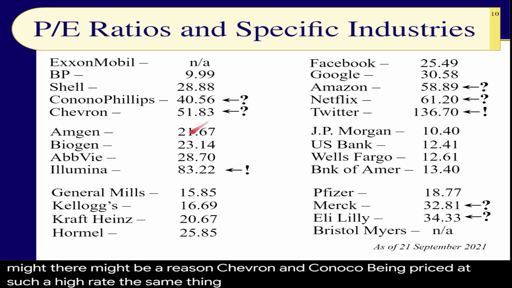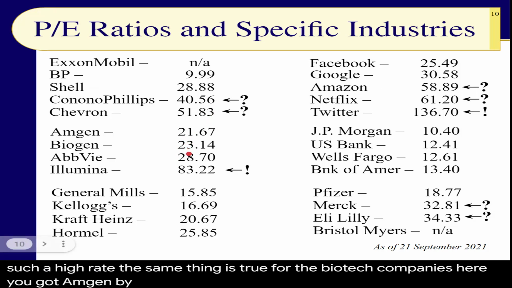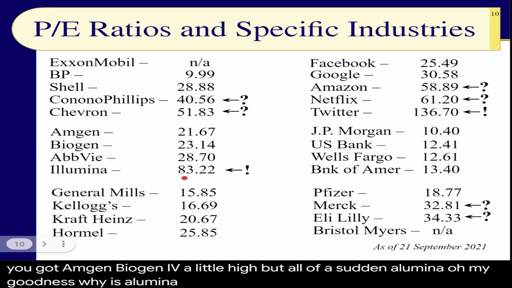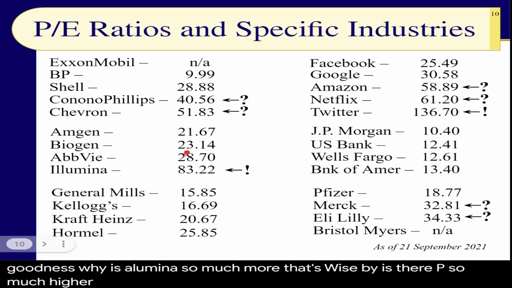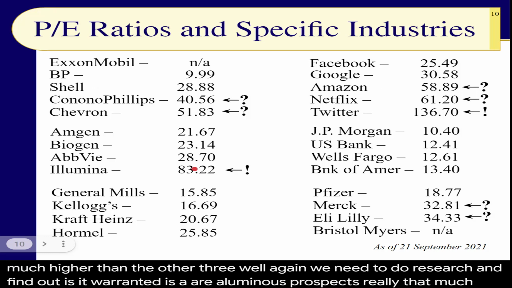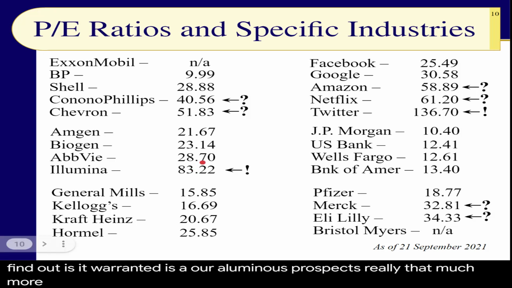The same thing is true for the biotech companies here. You got Amgen, Biogen, AbbVie a little high, but all of a sudden Illumina, oh my goodness, why is their PE so much higher than the other 3? Well, again, we need to do research and find out, is it warranted? Are Illumina's prospects really that much more exciting than its competitors?